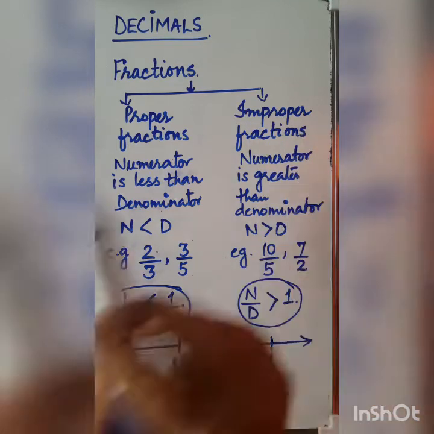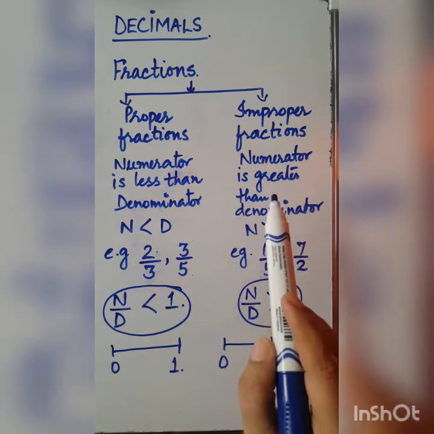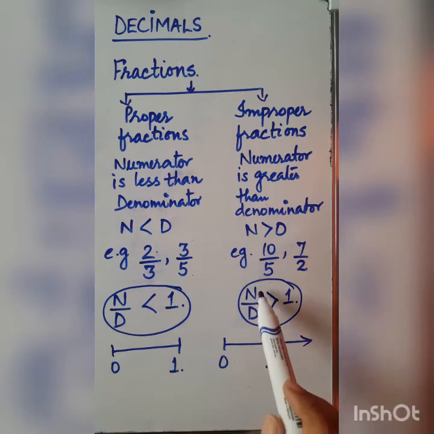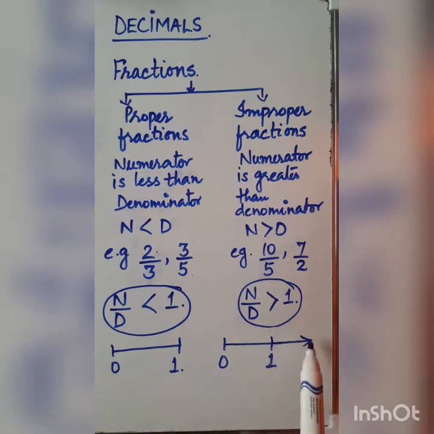Second is the improper fraction where the numerator is greater than the denominator. For example, 10 by 5, 7 by 2, etc. Here the total value of the fraction is greater than 1, and you can represent it on a number line as per the given fraction where the number lies beyond this range of 0 and 1.